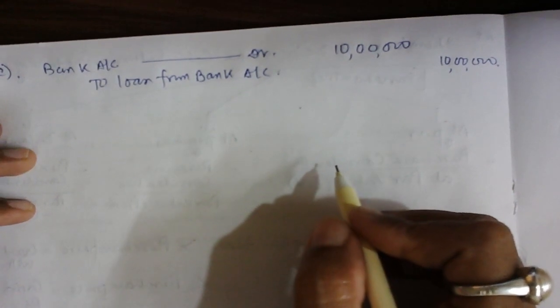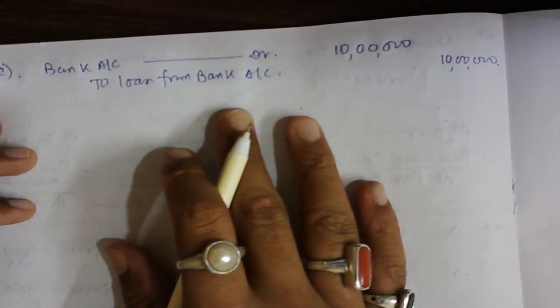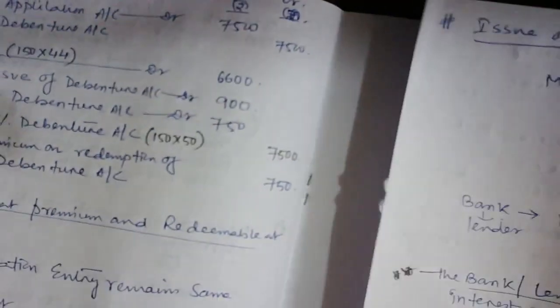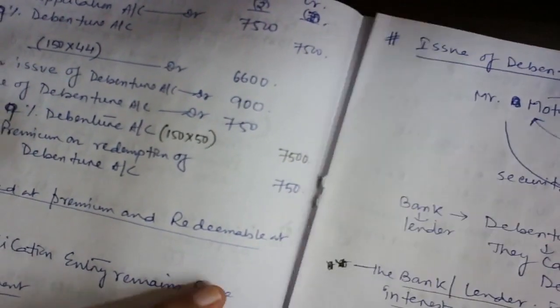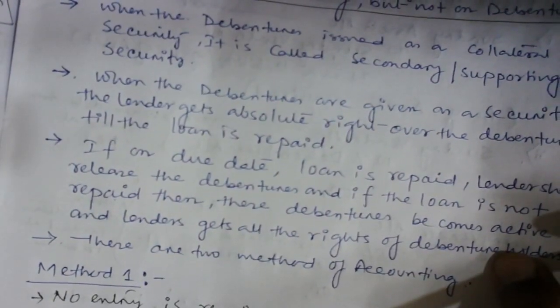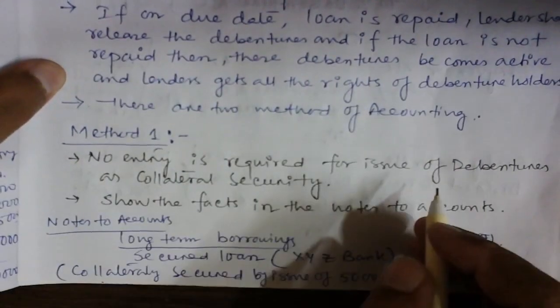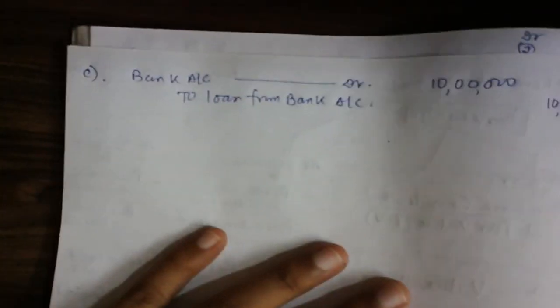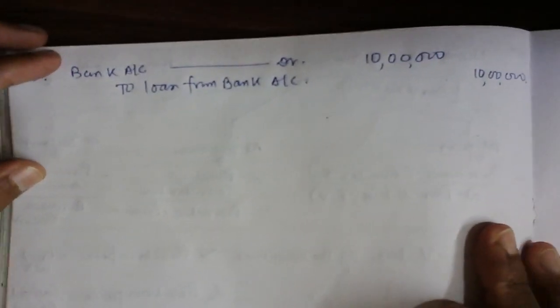And right now see we are following the method 1, because see here I am coming to that point. Method 1 में आ जाइए एक बार. Method 1 में क्या लिखा है? No entries required, we show the facts in the notes to accounts, like that, ठीक है? So here we don't make any entry related to the issue of debenture, rather we just make the entry related to taking the loan from the bank. So bank account debit to loan from bank, it's completed.